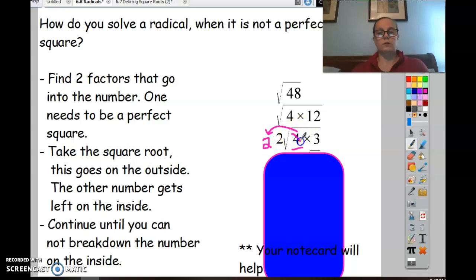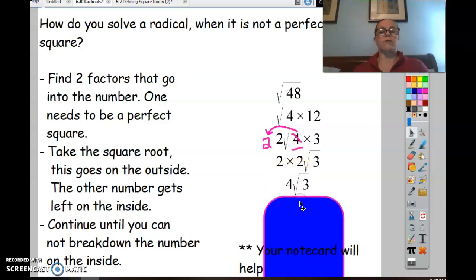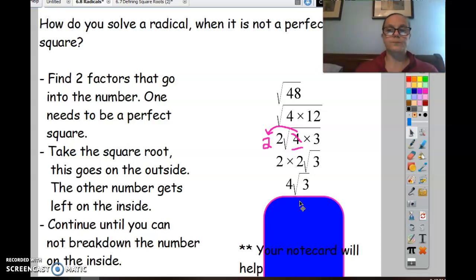Which gets rid of this 4. So by doing that, we now have 2 times 2 times the radical of 3, because again, we cannot break 3 down anymore, so we have to just leave it under there. So now we're left with 2 times 2. We can simplify that, and we get 4 radical 3.